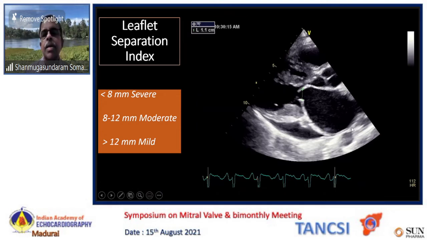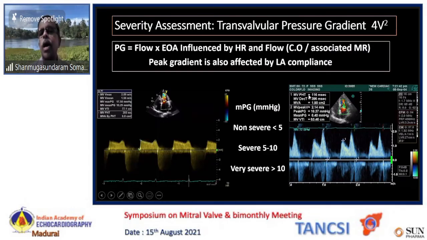A little crude method of estimating the severity of mitral stenosis is the distance between the AML tip and the PML tip in long axis view. Anything less than 8 millimeter is supposed to be indicative of severe MS. Coming to the Doppler methods of estimation of severity, the mean gradient: less than 5, non-severe; more than 10, very severe; 5 to 10 is supposed to indicate severe mitral stenosis.